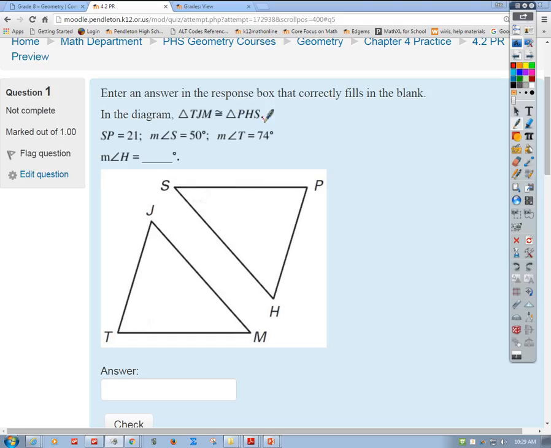So when we write the congruence like this, it's telling us that angle T is specifically congruent to angle P, because T and P are both the first letters. So I could write this in the congruence. What's another pair of congruent angles? J and H. Good. J is the middle letter and H is the middle letter, so J goes with H. Then the third one would just be M and S.